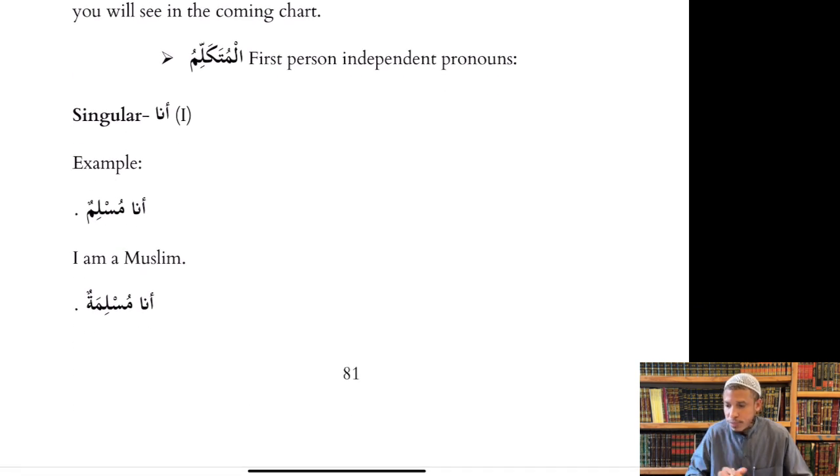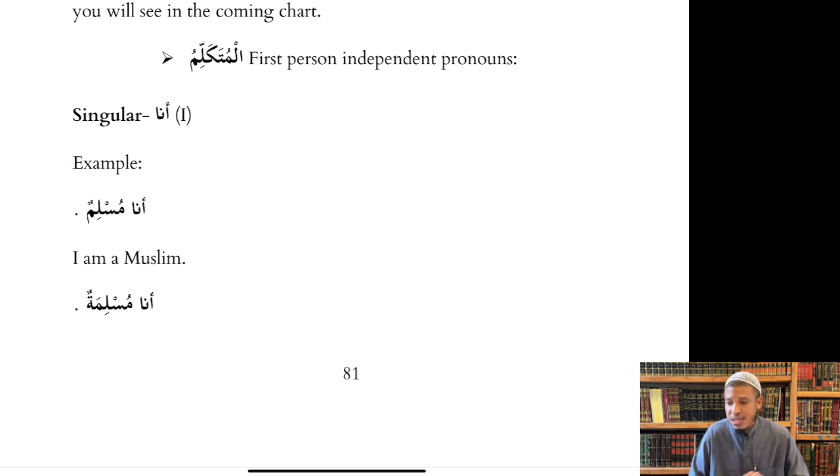Now, let's look at al-mutakallimu, the first person independent pronouns. So when we're talking about mufrad singular, we say ana, I. For example, you say ana muslimun, I am a Muslim. Ana talibun, I am a student. Ana muhandisun, I am an engineer. Ana tabibun, I am a doctor, and so on and so forth.